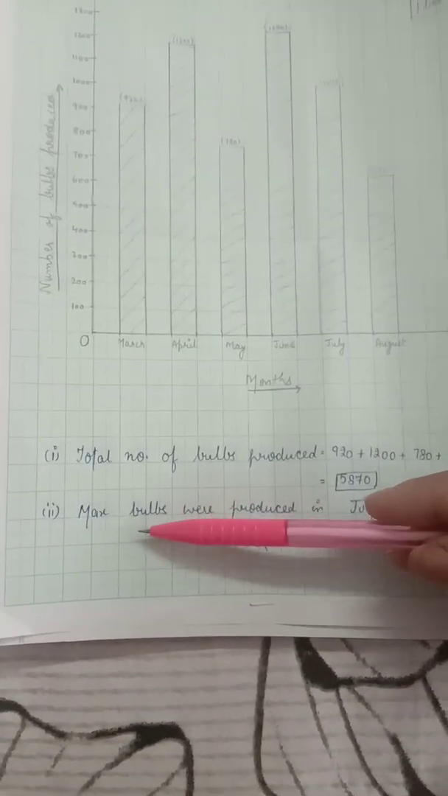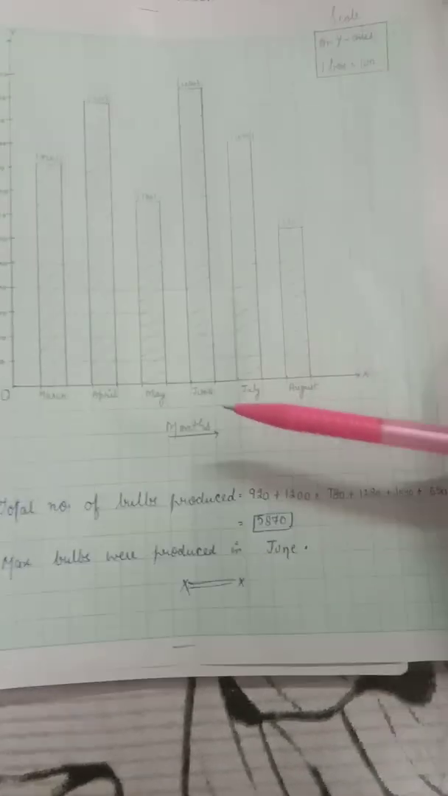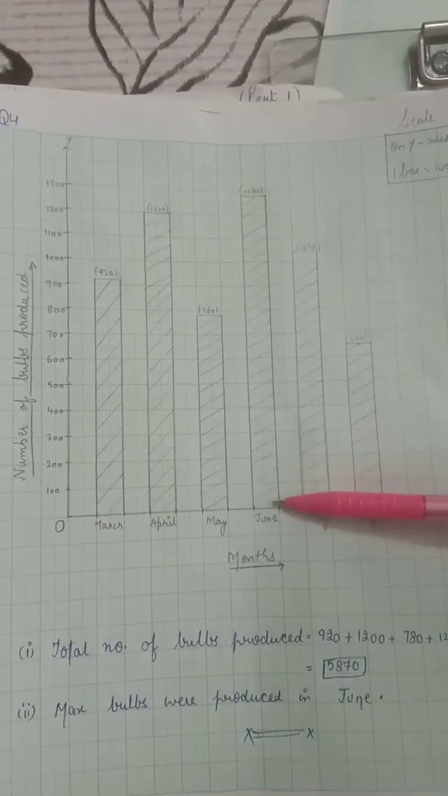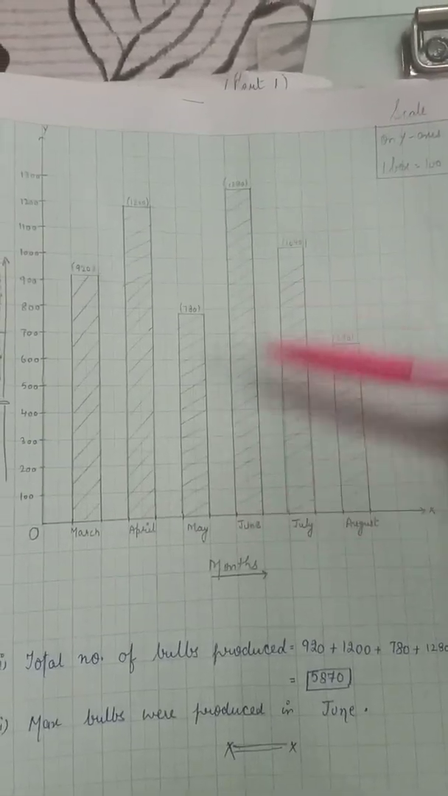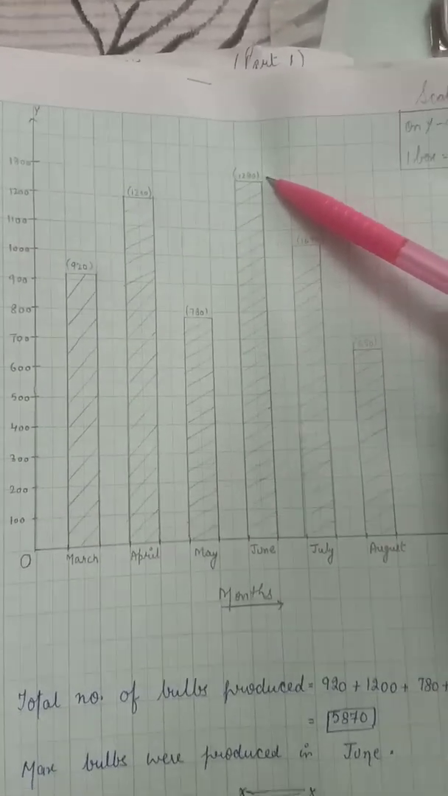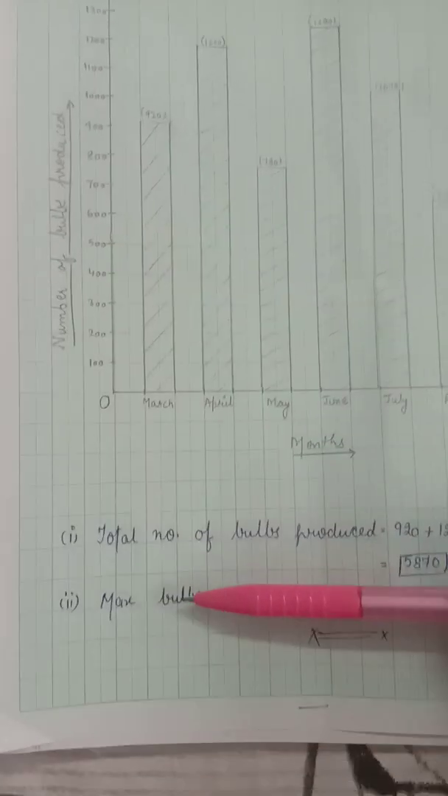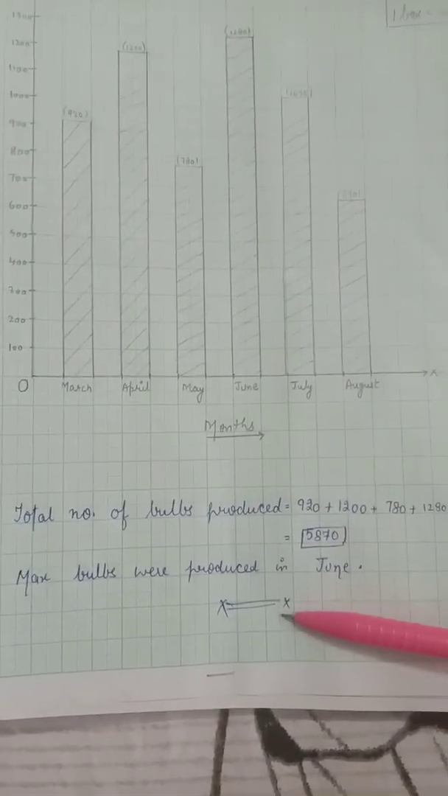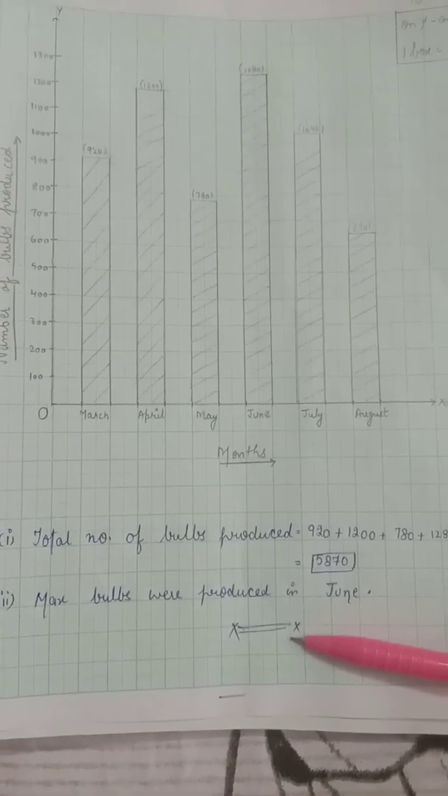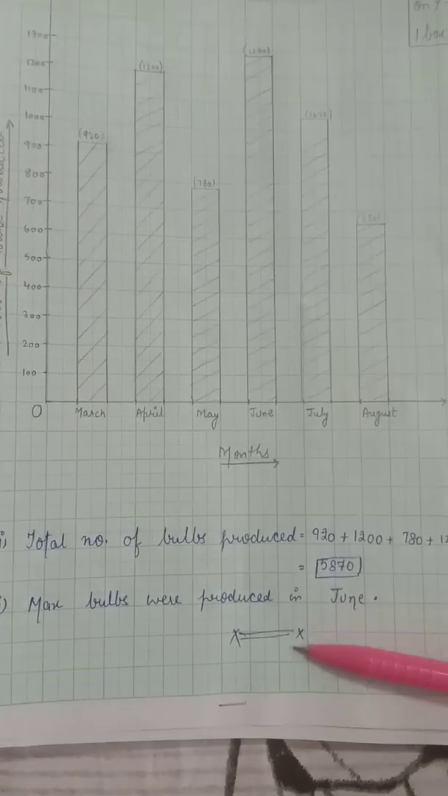Second part, maximum bulbs were produced in which month? Now you check your graph. The tallest bar is in the month of June, and if you see the value also, it's 1280, the highest value. So the maximum number of bulbs were produced in the month of June. With this, we finish the chapter, and please try solving the questions which are given to you. Thank you.